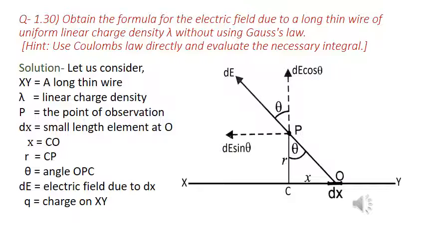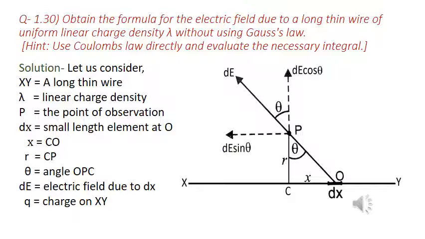of uniform linear charge density lambda, and we don't have to use Gauss law here, but we can use Coulomb's law as the hint is given in the question. So in the solution, let us consider a long thin wire XY having linear charge density lambda. P is the point at which we have to find the electric field intensity. dx is a small length element at O, and x is the distance between C and O.